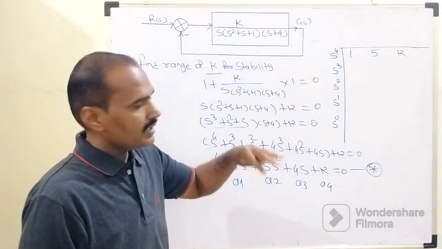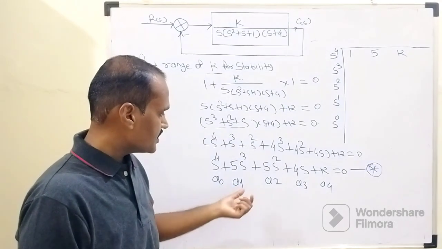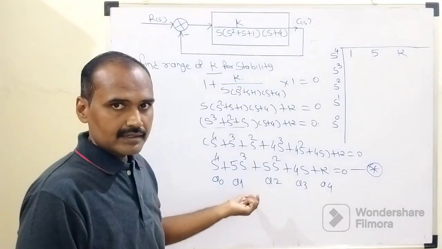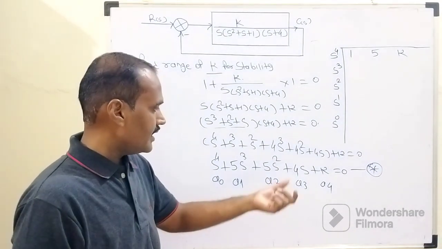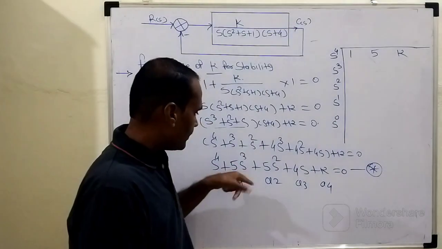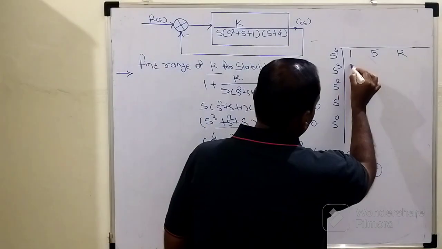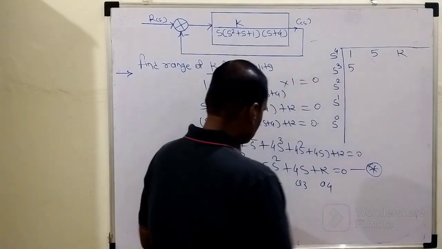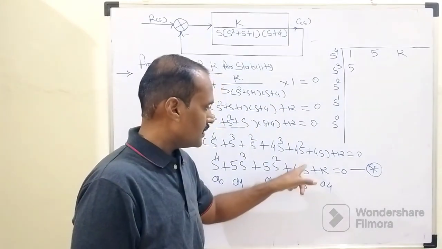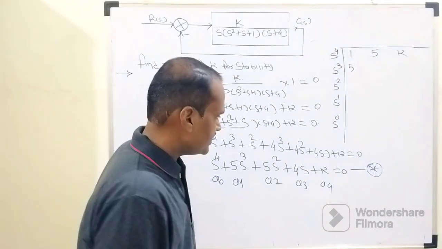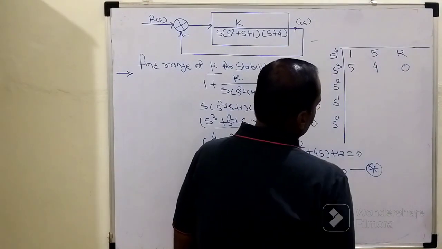Then within the second row, we need to collect all the elements lying at odd positions. Odd position means the first element located at that position, which maps to a1. So a1, a3, a5, a7 like this. So this 5s cube can be treated as a1. The coefficient of this s cube is nothing but 5, s raised to 3. The next coefficient is located at a3, 4 into s raised to 1. So the coefficient of this s raised to 1 is 4. Now we don't have this a5 term, so it will become 0, right?